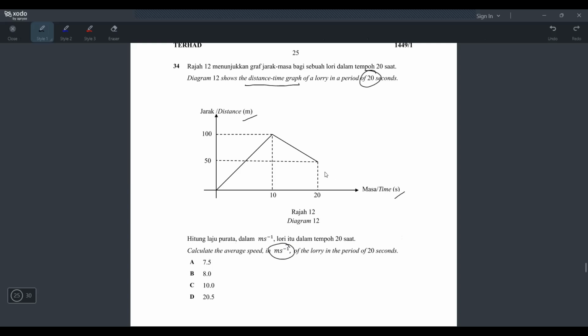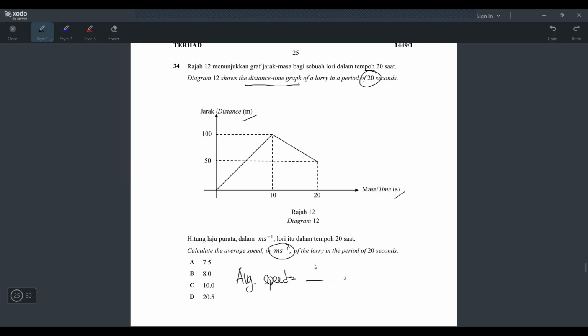So the unit is already correct. We don't have to convert anything. But sometimes they want you to convert first, so you have to be careful. Calculate average speed for 20 seconds. So it means they want it for the whole journey. So how to find average speed for the whole journey? 20 seconds, so the whole journey.